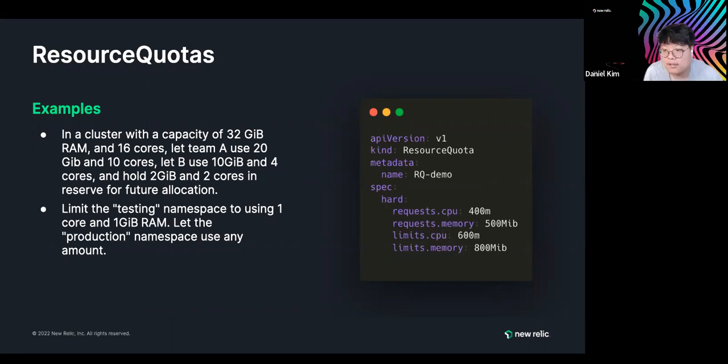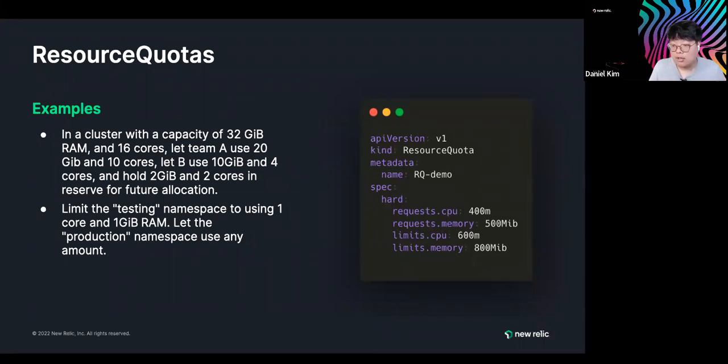So there are common examples of how you can use resource quotas to enforce how people consume resources in your environment. Let's say you have a cluster with a capacity of 32 gigabytes of RAM and 16 cores. You can basically allocate particular parts of this environment and hardware for a particular team. So you can let team A use 20 gigabytes and 10 cores, and let team B use 10 gigabytes and 4 cores. And then you can hold the rest for future allocation. You're able to do this so certain teams are not getting starved for resources, and everyone is able to go on with their lives and have proper access to the resources they need for their applications to run properly in production.